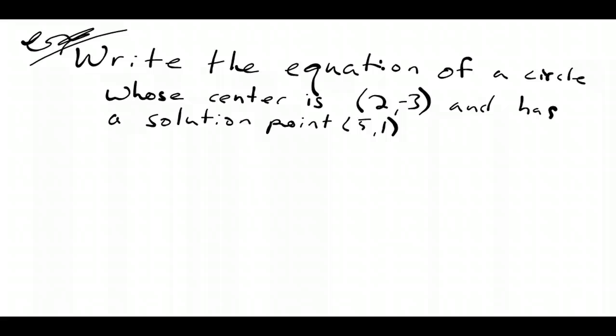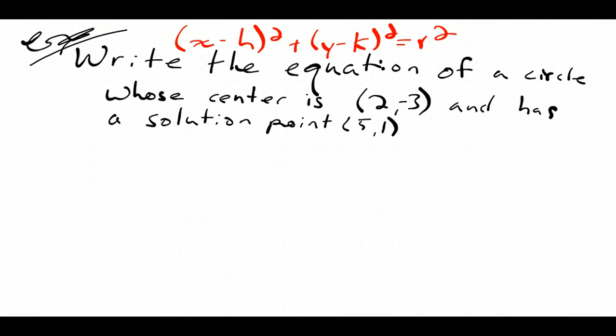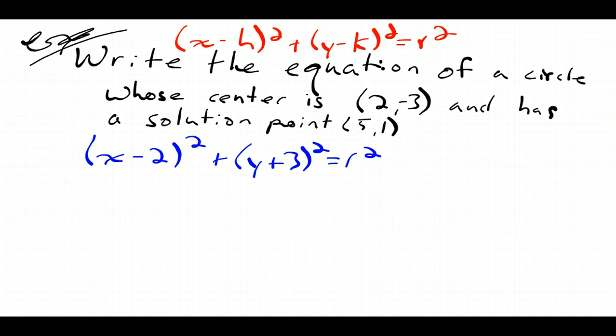Okay, looking at another type of example. Write the equation of a circle whose center is 2, negative 3, and has a solution point 5, 1. So just using your equation again, x minus h squared plus y minus k squared equals r squared. We have the h, we have the k. So I'm going to put into our equation what we have so far. So x minus 2, make sure you switch the signs, squared, plus y plus 3 squared equals r squared.